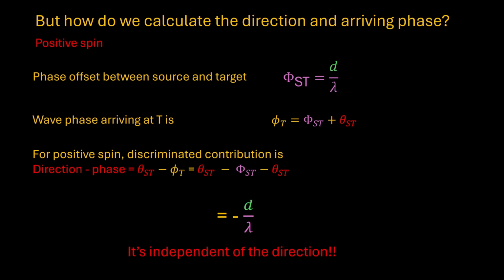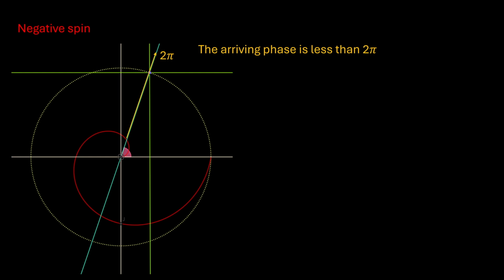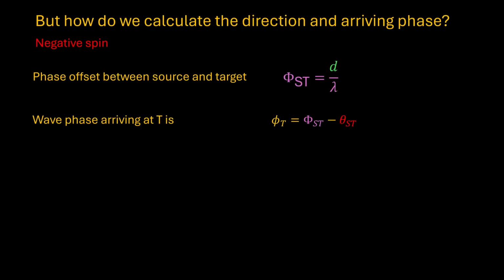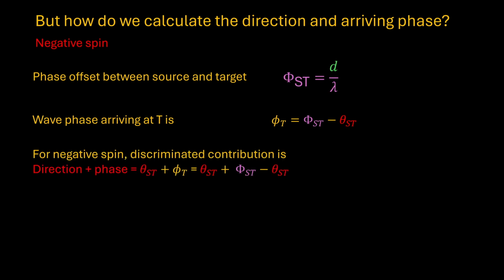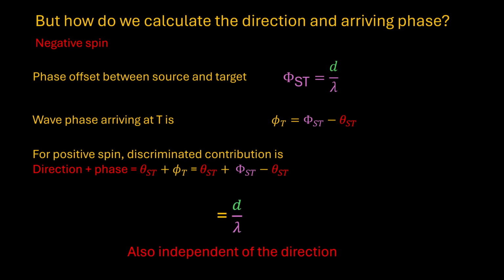Looking at negative spin, the spiral is reversed, and following the same line of reasoning, we can see that the phase arriving at the target is less than 2 pi by the amount theta st. But the negative discriminator is the sum of the direction and phase, which means the angular component again cancels, and we get the arriving phase is just d over lambda, so again independent of the relative location angle.